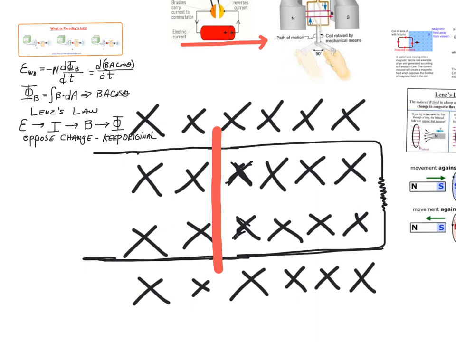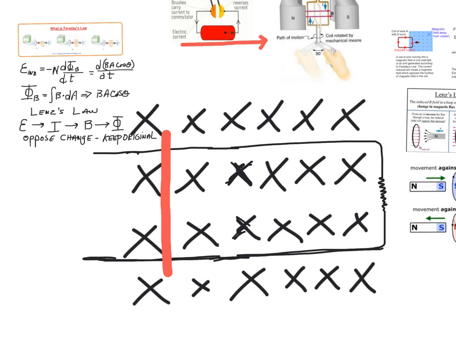So let's just predict the direction. If I go this way, the number of X's is decreasing, so I have to induce an EMF and a current that's going to replace the loss of flux, and so you should get, using right-hand rule number 3, that would be clockwise. And if I move the bar this way, I'm increasing the number of X's. I want to oppose that change. I want to produce a current and a field that's going to come out of the page, and so that would be a counterclockwise current.